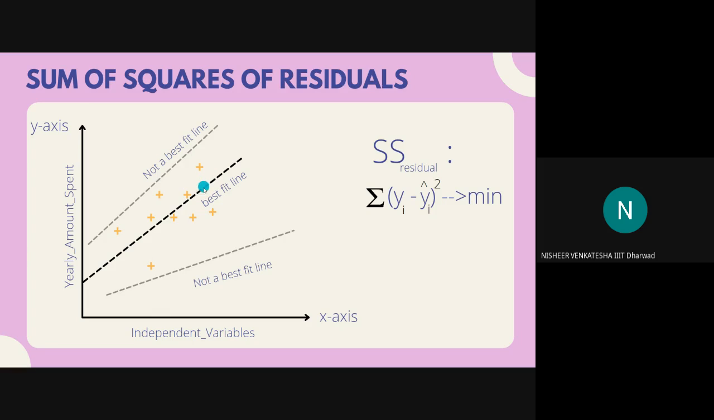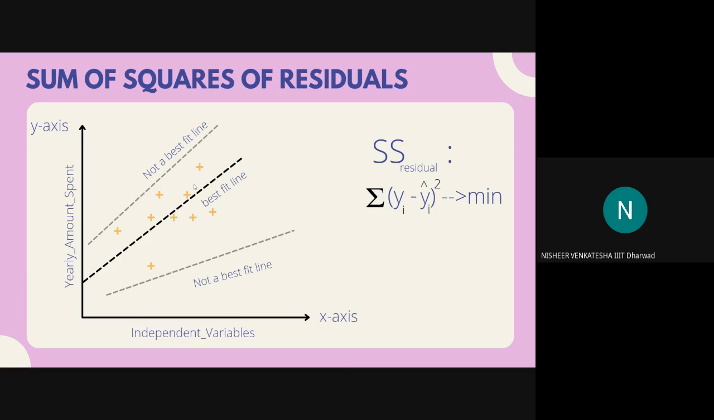this data point on the line and we name it as yi cap, and then using the least squares method, we sum all the data points and we find a minimum value. This is called sum of squares of residual.